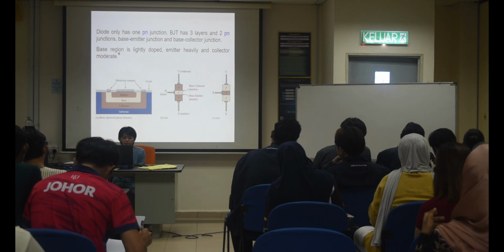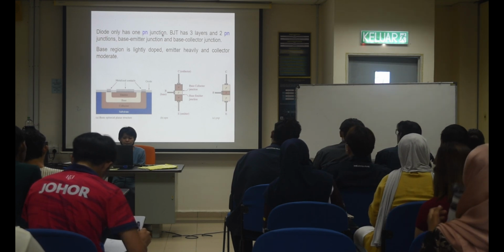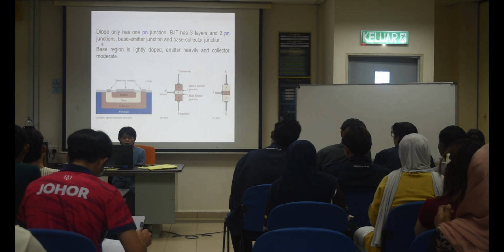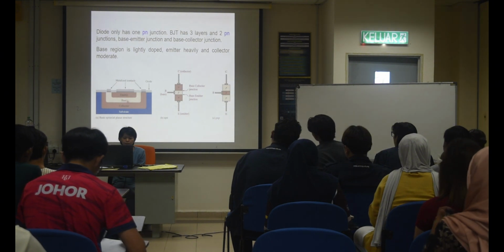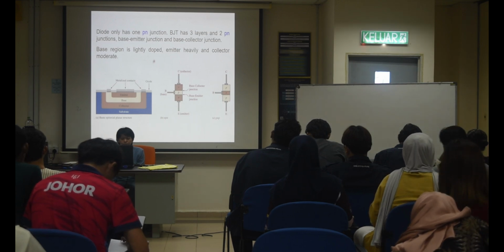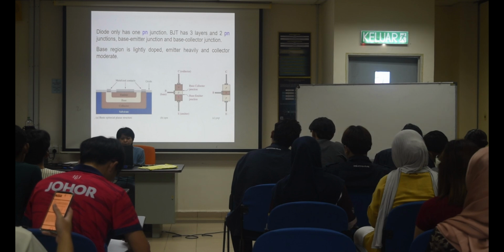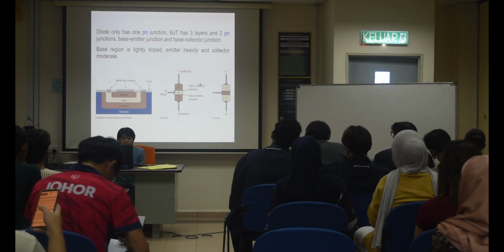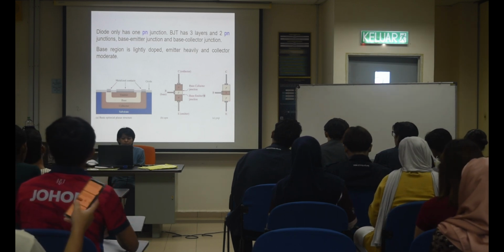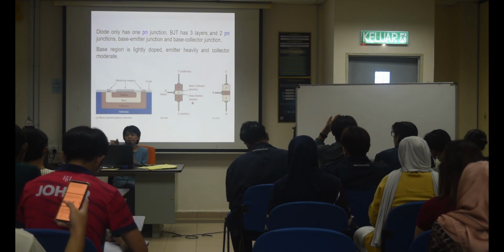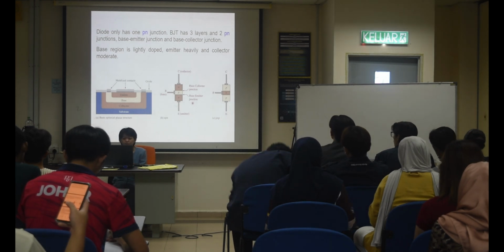Now this one is the diode with a PN junction. Normally a diode has just one junction. Now a BJT has 3 layers with 2 PN junctions. Here there is 1 between emitter and base, and 1 between base and collector. So we can see N and P, which is the base and collector junction. Another one is P and N, the base and emitter junction. Okay, this one is the junction.